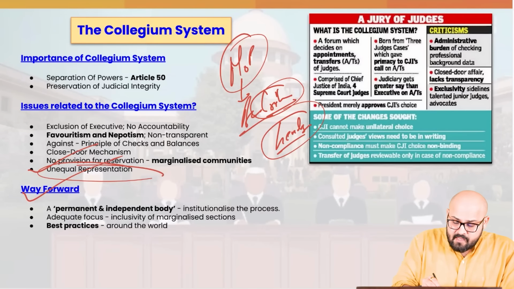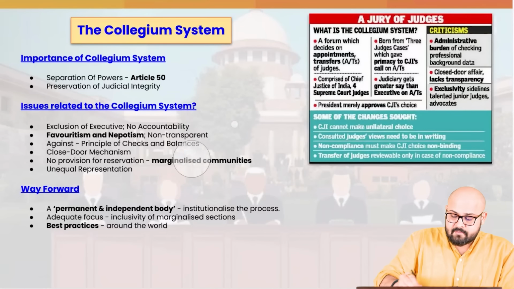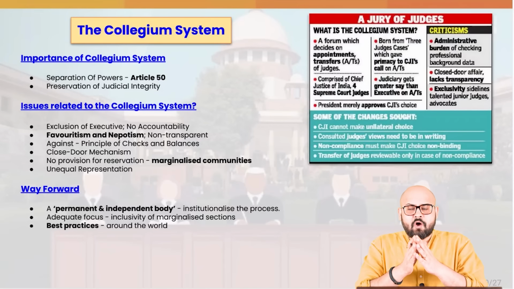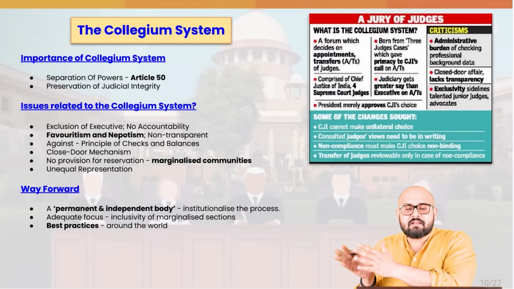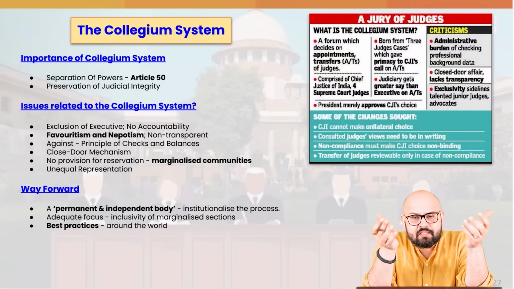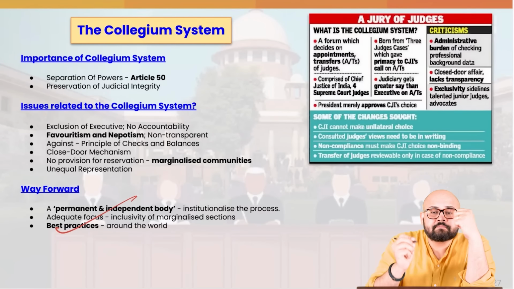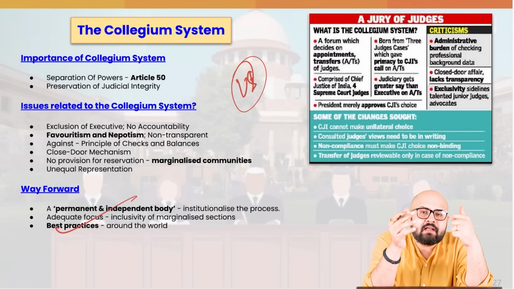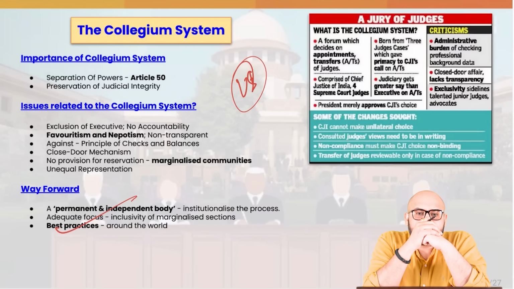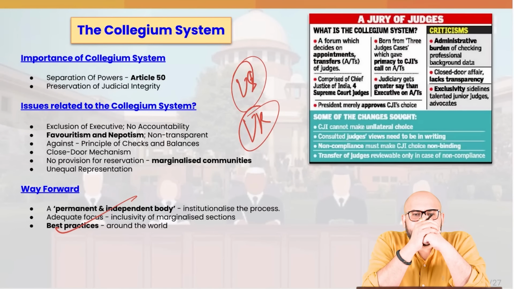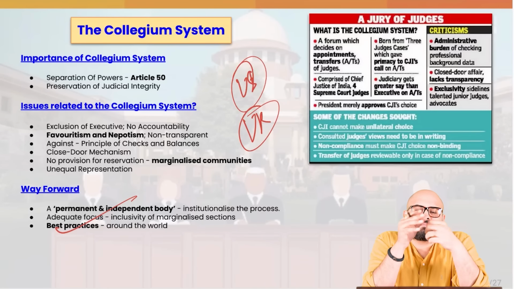Then adequate focus must be on inclusivity. We need to make sure that there is greater participation of judges from the marginalized sections, be it the SCs, STs, OBCs, and including women, right? Then best practices. For example, in the US, the US President appoints the judges to the higher judiciary, and the Senate agrees and ratifies that. In the UK, we have the selection commission. So why not adopt some of these best practices?